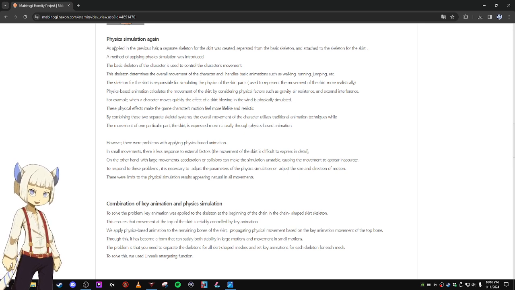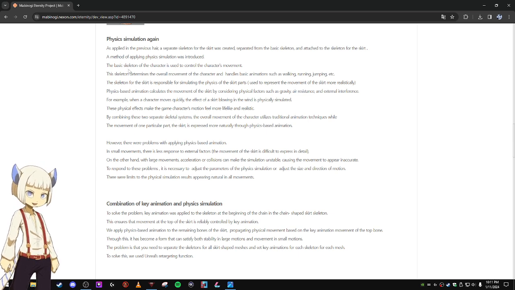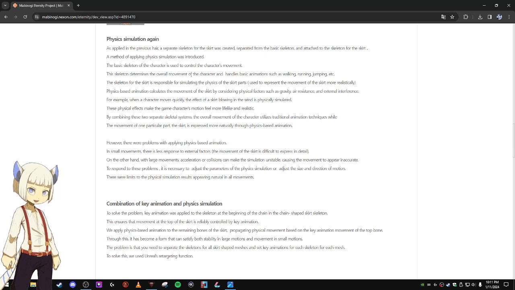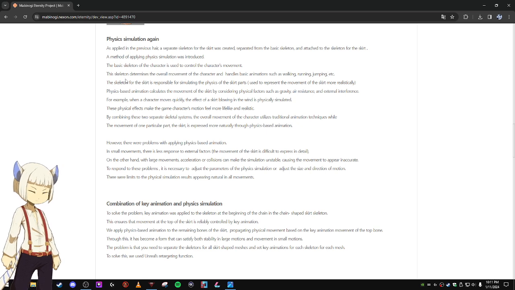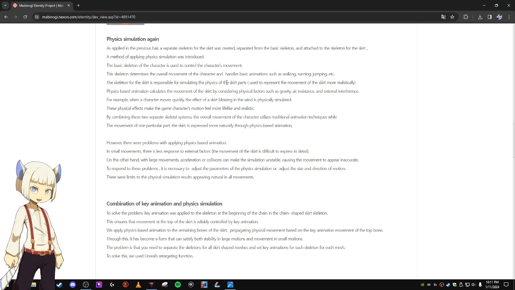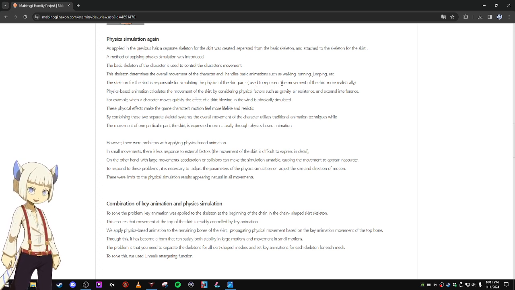Physics simulation again. As applied in previous hair, a separate skeleton for the skirt was created, separated from the basic skeleton, and attached to the skeleton for the skirt. A method of applying physics simulation was introduced. The basic skeleton of the character is used to control the character's movement. This skeleton determines the overall movement of the character and handles the basic animations such as walking, running, jumping, etc. The skeleton for the skirt is responsible for simulating the physics of the skirt parts, used to represent the movement of the skirt more realistically.